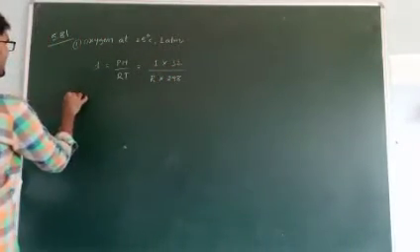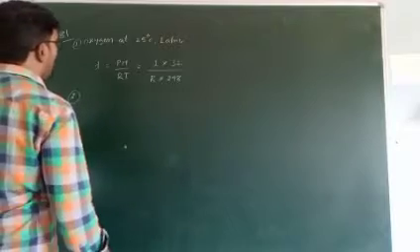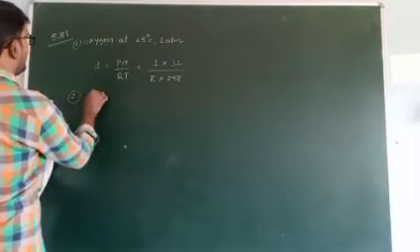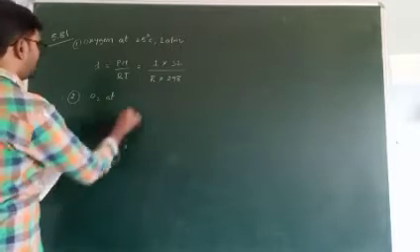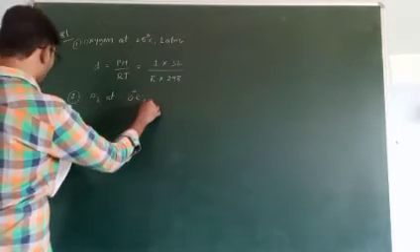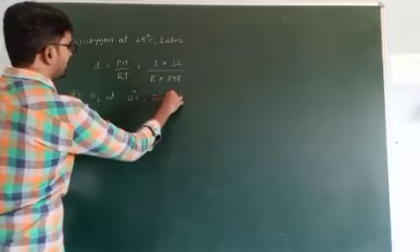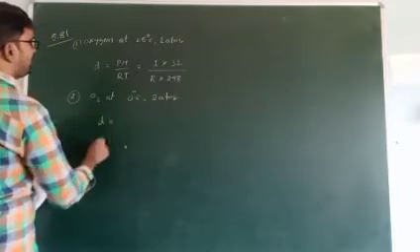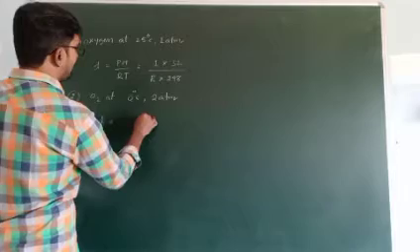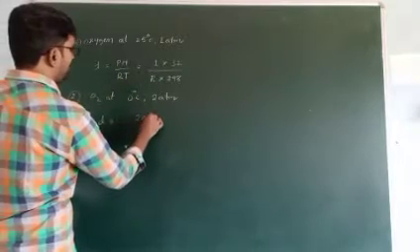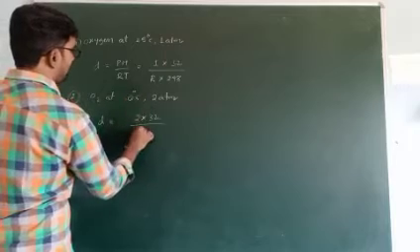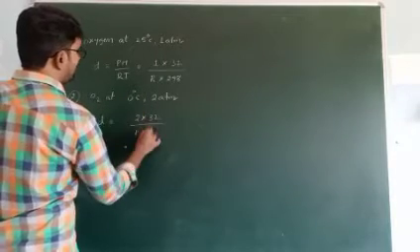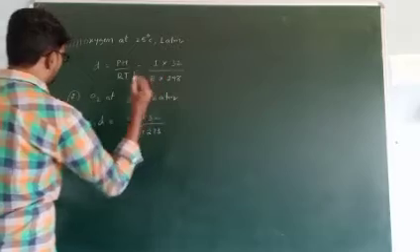Okay, calculate the second one. Second one, oxygen at 0 degrees centigrade and 2 atmosphere. Then density is equal to P value 2 into 32 by R into temperature; 0 degree centigrade means 273 Kelvin.